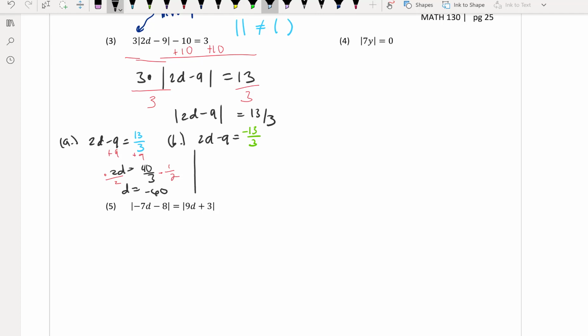Now for part B, I have 2d minus 9 is equal to negative 13 over 3. So I'm going to add 9 to both sides. So that 2d is equal to, and again, I'm going to use my calculator, negative 13 divided by 3, and I'm going to add 9, and I'm going to get the fraction of 14/3. So I can divide by 2 or multiply by a 1/2. Both is fine. So that d is equal to now is going to be a positive 60.